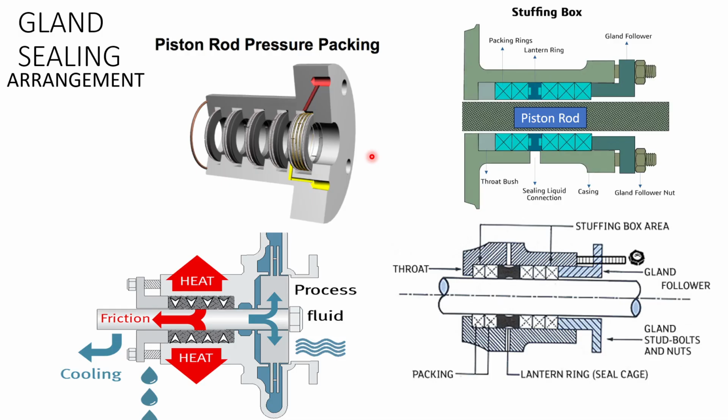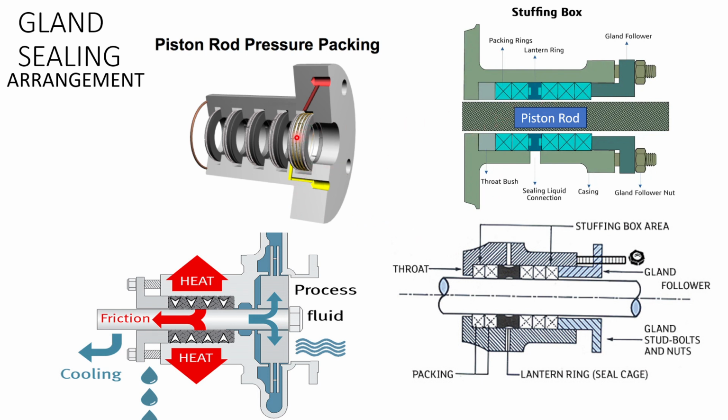Now, for the sealing of the gland, it is required that we put the packings in the gland. So you see, this is the gland or stuffing box portion, and here, several packings are put, and in between, you see there is a ring put, the lantern ring, through which we put the cooling gas so that the heat of compression is reduced. There are various steps. This is the gland packing.